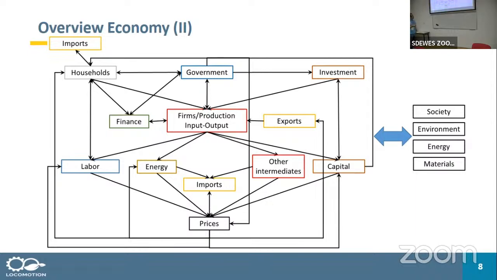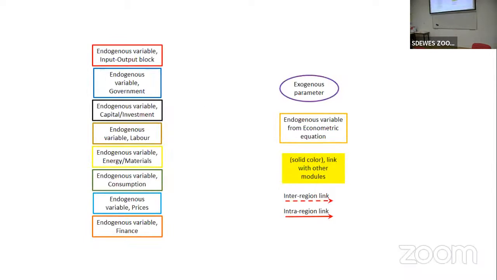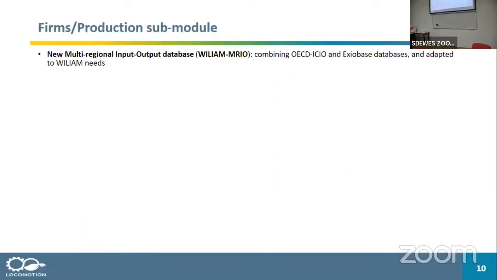I will go through each one, and I will show what is inside. And then we have the bidirectional links between the economic model, society, energy, environment, and materials.